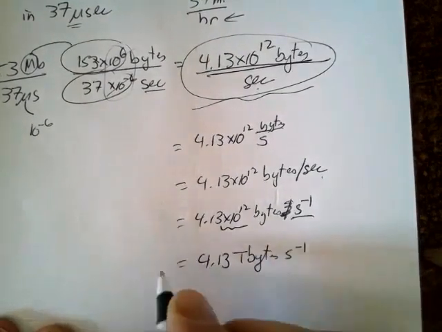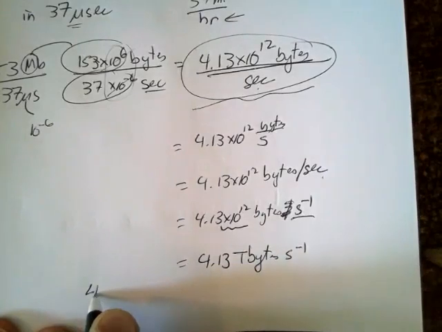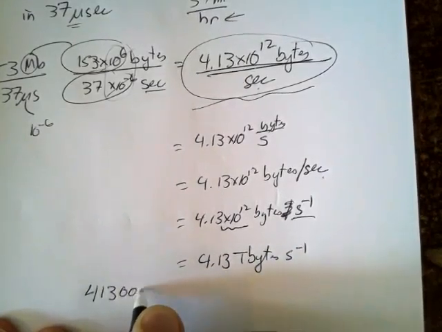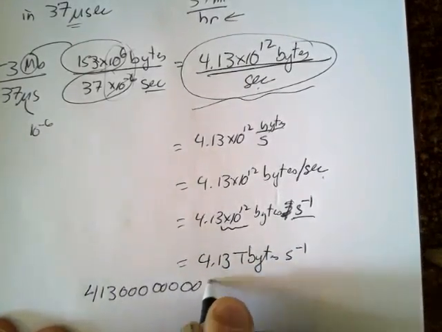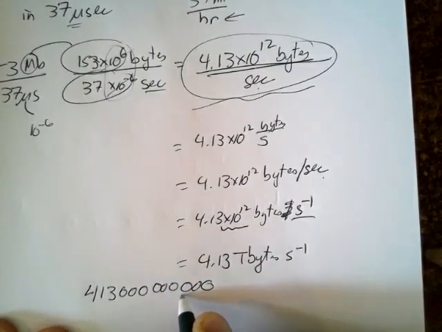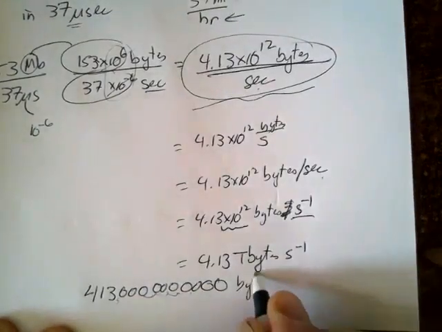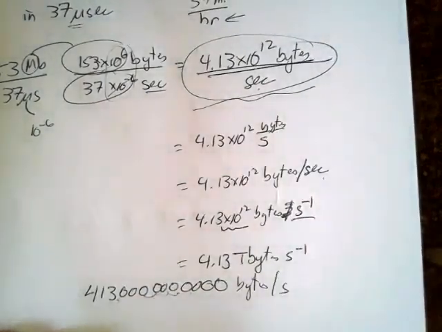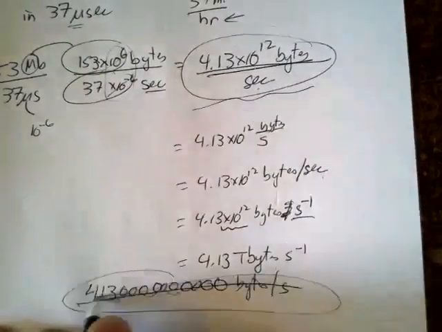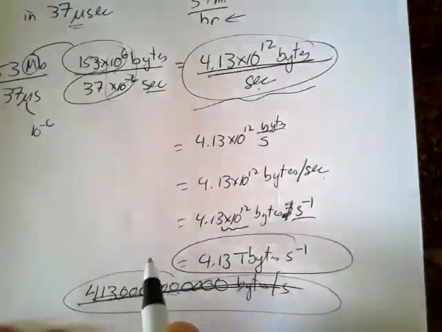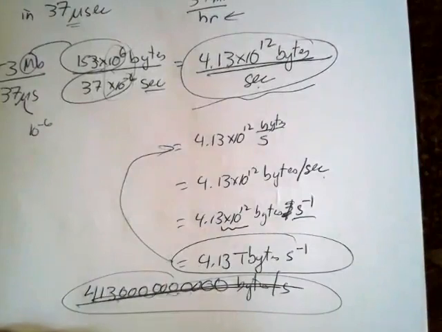So this would amount to 4,130,000,000,000 bytes per second, counting the zeros: 1, 2, 3, 4, 5, 6, 7, 8, 9, 10, 11. I guess we need one more zero there. That would be another way to write it, but who likes this? Nobody likes that, right? We like that or that. Okay.